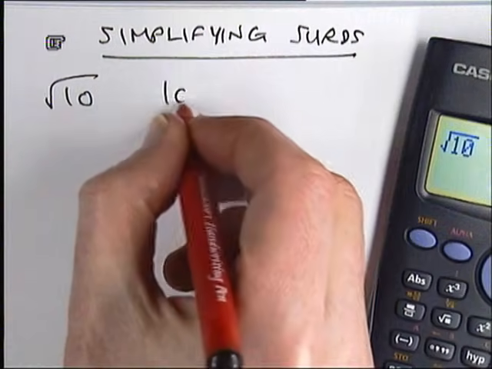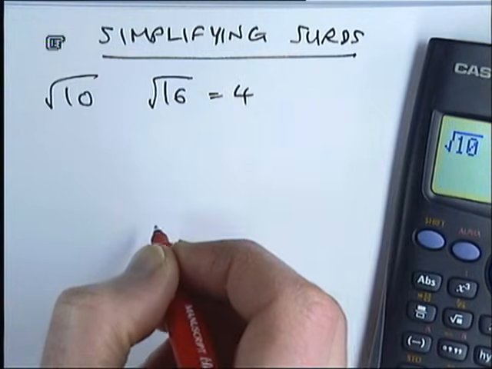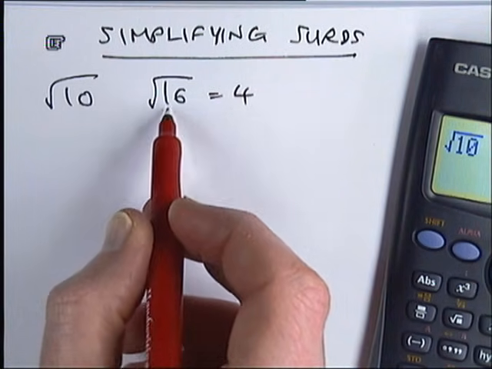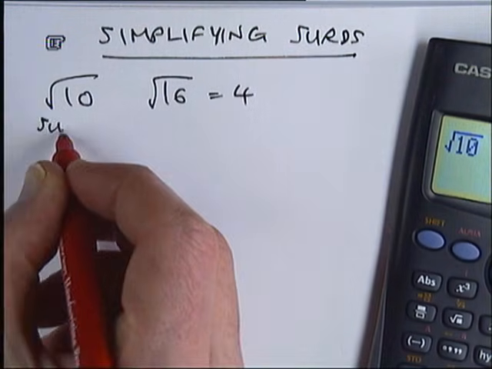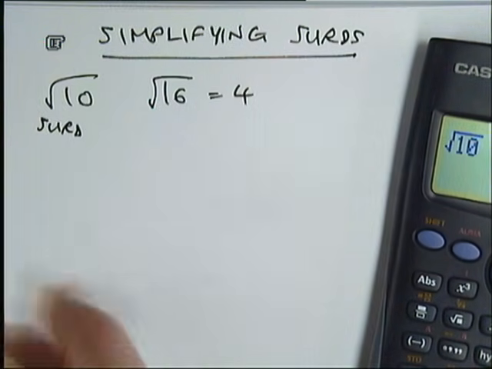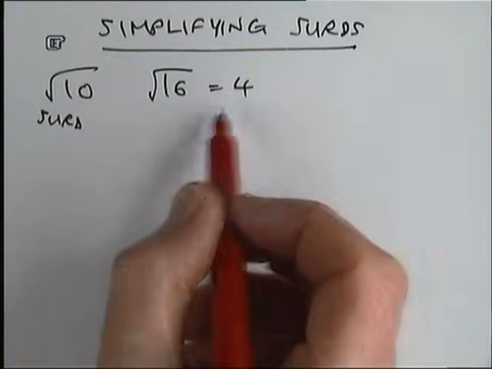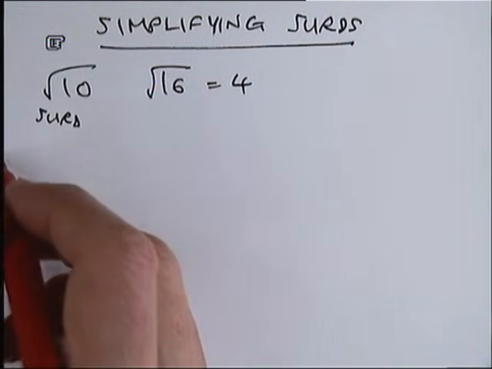Whereas if I did the square root of 16, well, the square root of 16 is 4 because 4 times 4 is 16. So that's not a surd because root of 16 is just 4, and 4 is an integer, a whole number. So this one is a surd over here, this one here is not. The basic thing is surds are nasty square roots which come out to be nasty decimals. So we're going to look at simplifying some surds.